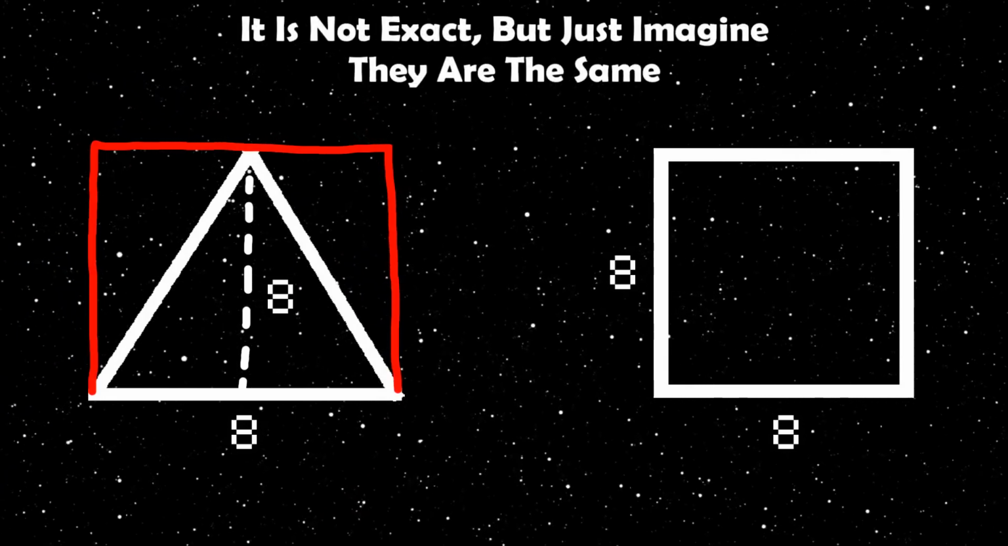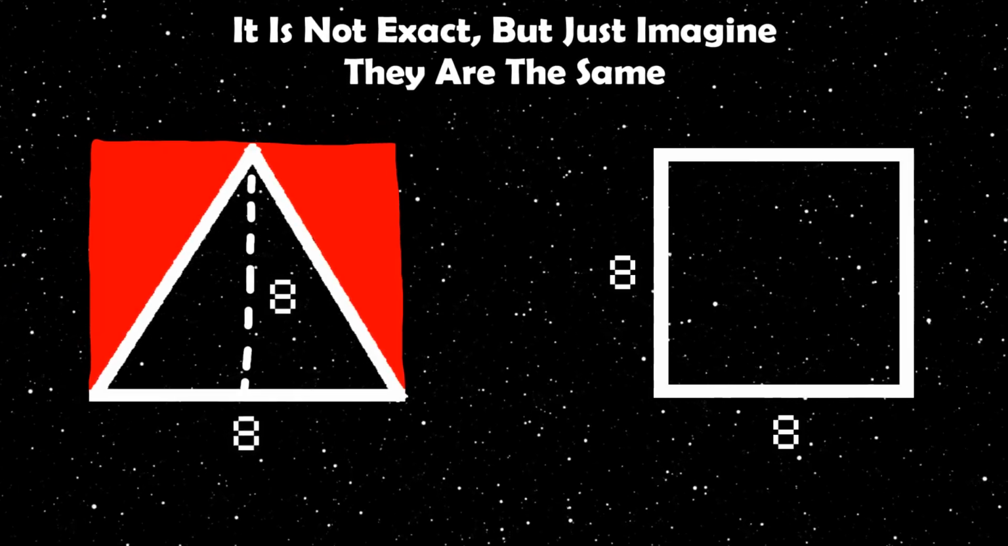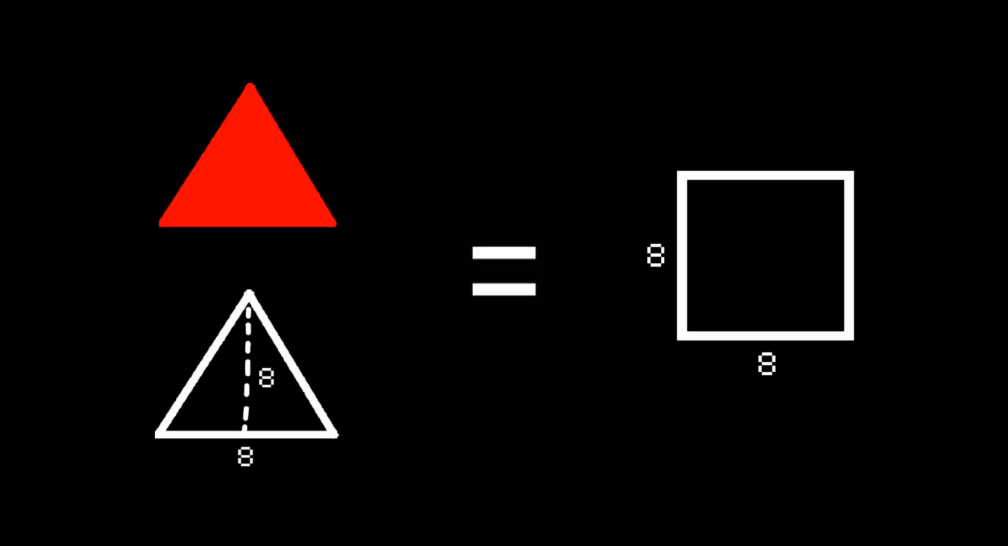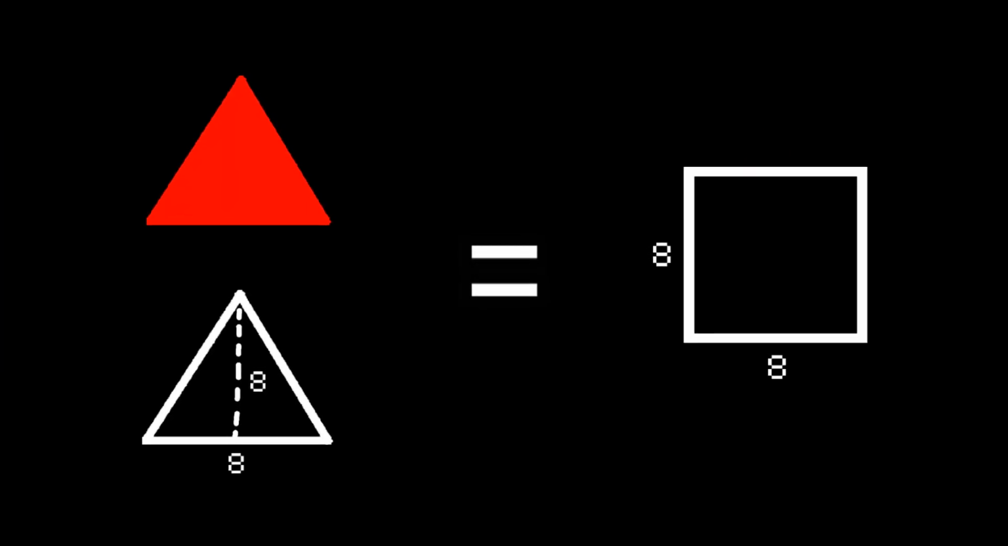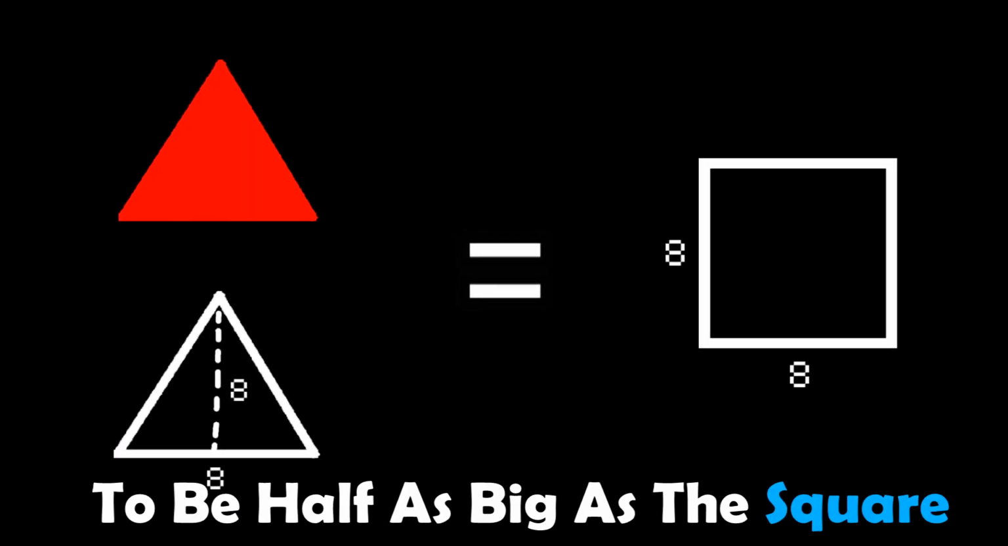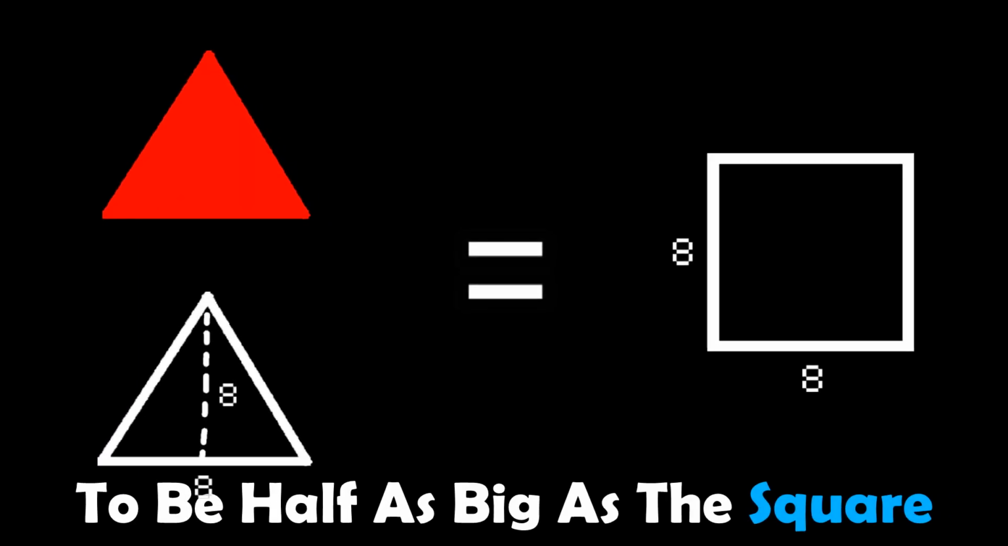You can see that we are missing this entire section. And if we put that section together in the form of a triangle, it is exactly as big as the original triangle. And if a triangle and a square have the exact same base and height, the triangle is always going to be half as big as the square.